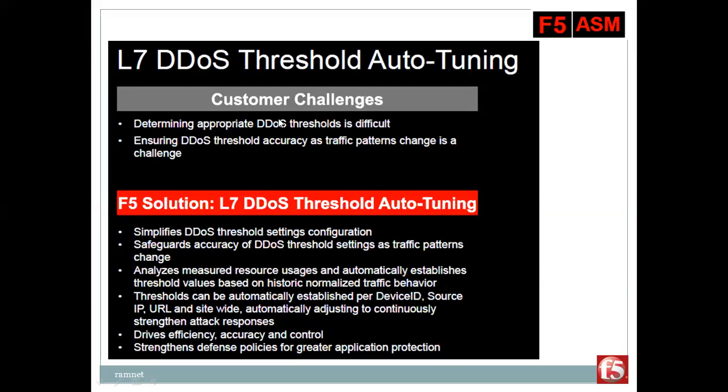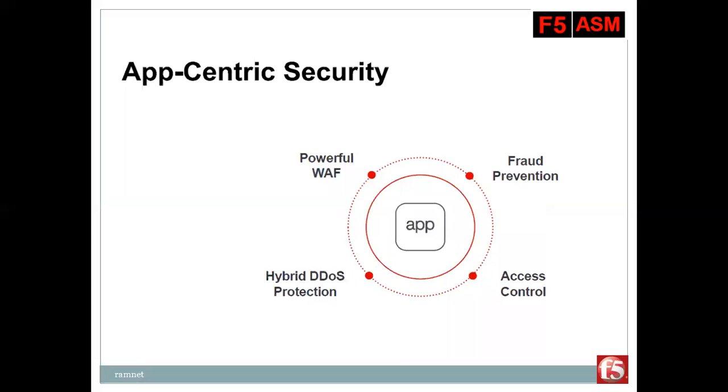Threshold auto tuning. Customer challenges like setting thresholds is difficult. DDoS threshold auto tuning and all these things, we can go through all of this. It analyzes measured resource usage and automatically establishes a threshold value based on historic, normalized traffic behavior. Like that, it's seeing the behavioral things and accordingly it will be allowing that. Like caching information has been there.